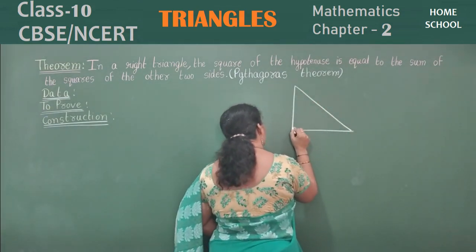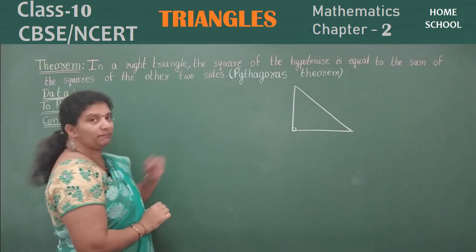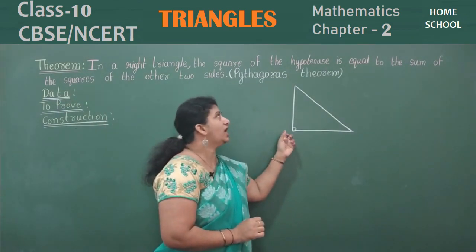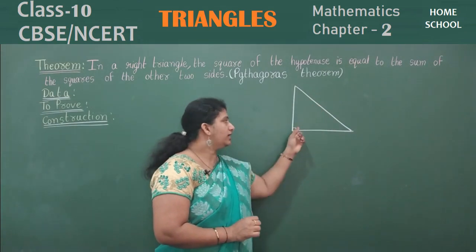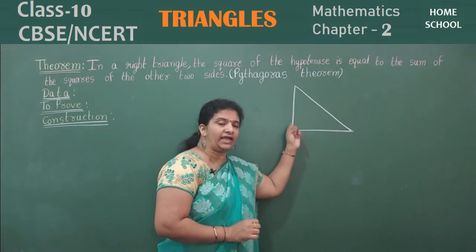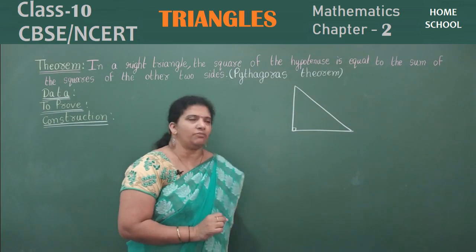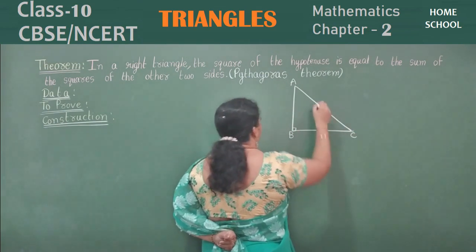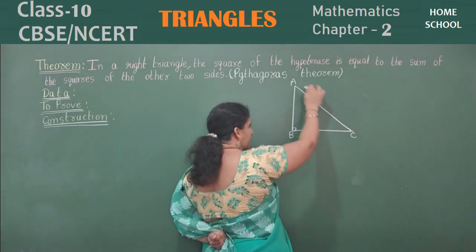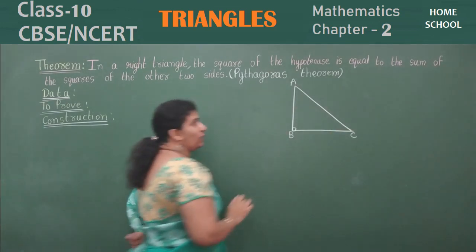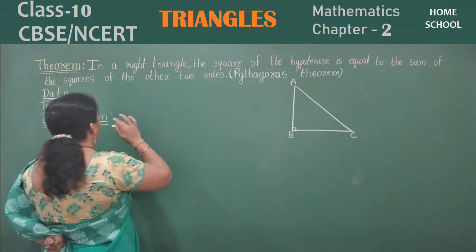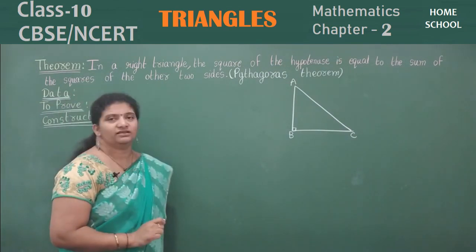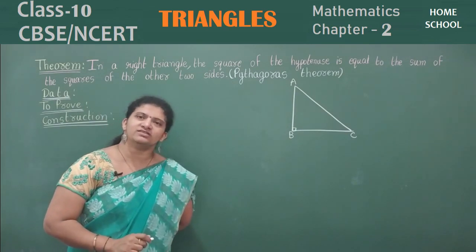Okay, this is a right triangle, perpendicular. So in a right triangle, the square of the hypotenuse, where is the hypotenuse? The side which is opposite to the right angle, that side we call a hypotenuse. So let's mark here A, B, C. The square of the hypotenuse AC square is equal to the sum of the squares of the other two sides. That is the statement of Pythagoras theorem.